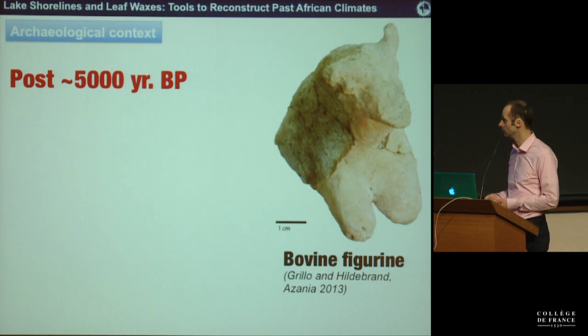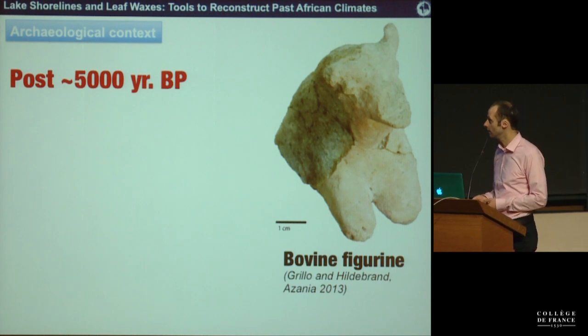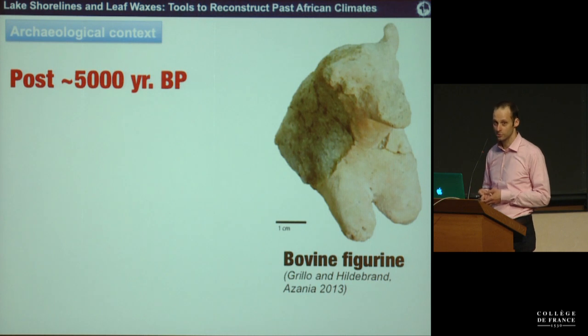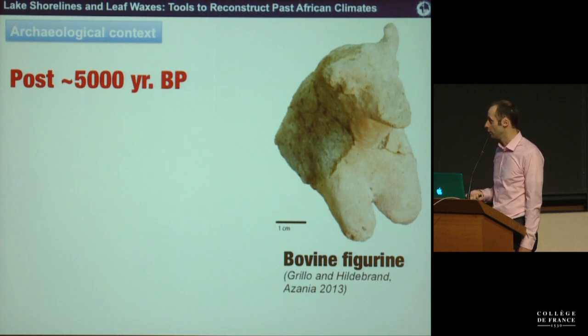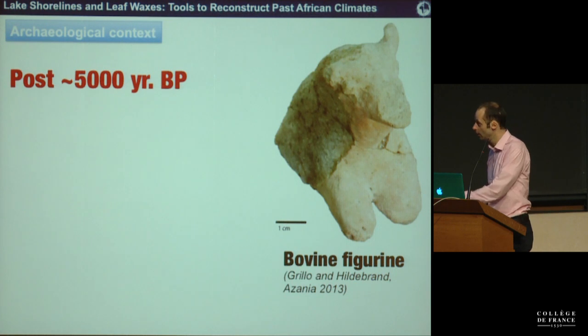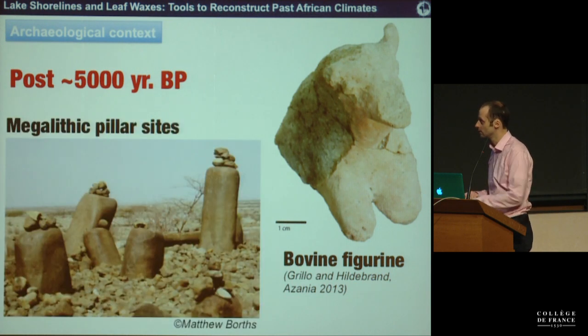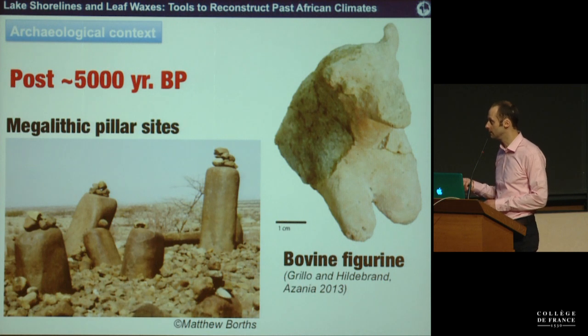After 5,000 years, it's very different. In fact, there is a drastic change. Although foraging still persisted, and fishing was an important part of the diet of the people, this peculiar period is marking the emergence of pastoralist groups in the area. This is well shown by this bovine figurine, which was found in archaeological deposits from this period. The emergence of these pastoralist groups in the area also coincides with the development of megalithic pillar sites in the Turkana basin.